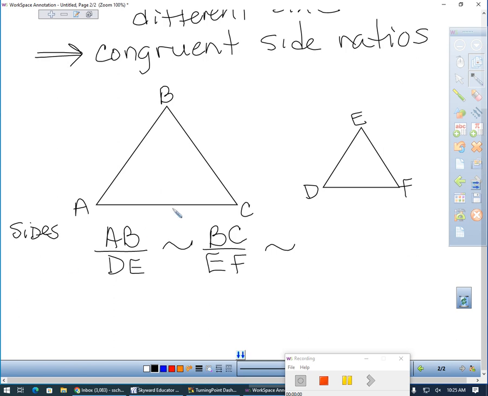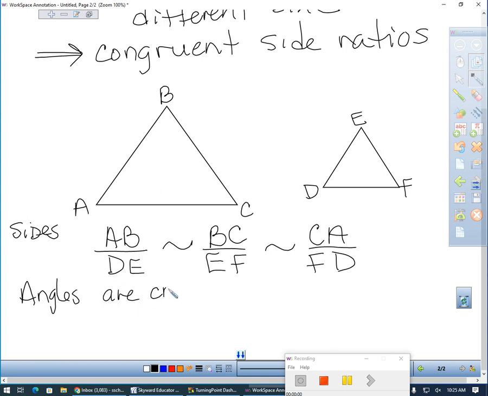Okay, then the next one, if I said I went from C to A, what do you think my other triangle would be? F to D. Very good. So the sides are similar. That's where similar figures come from. However, the angles are equal. So now we're going to talk about the angles.